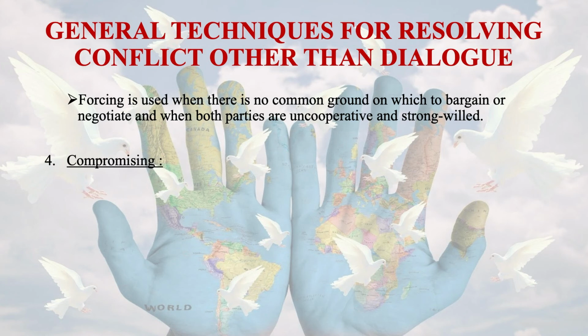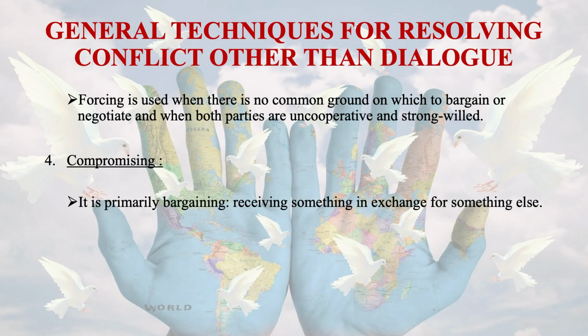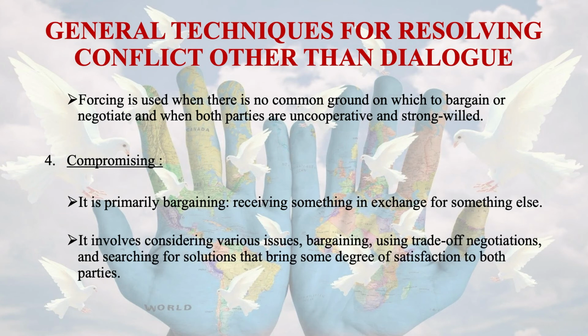In compromising, it is primarily bargaining, receiving something in exchange for something else. So what happens in compromising? It involves considering various issues like bargaining, trade-off negotiations, searching for a solution that brings some degree of satisfaction to both the parties. Unlike forcing, where you are forcing your viewpoint and a win-lose situation happens in which one party is winning at the cost of the other, compromising is basically a bargaining approach.